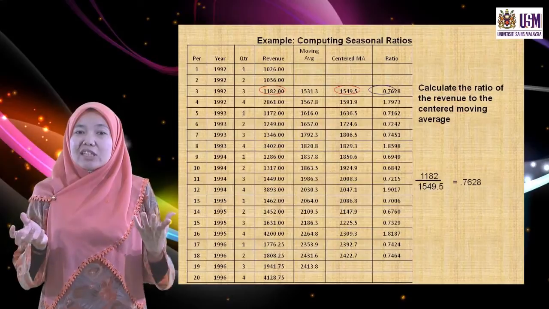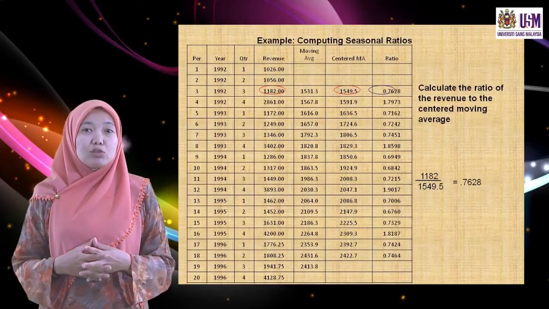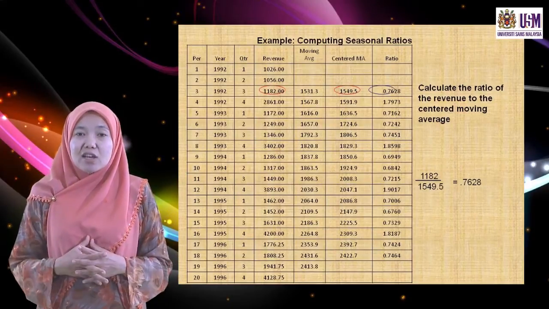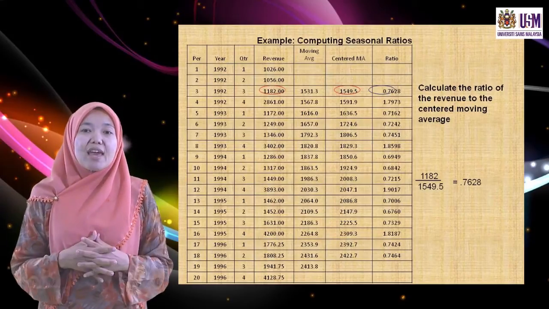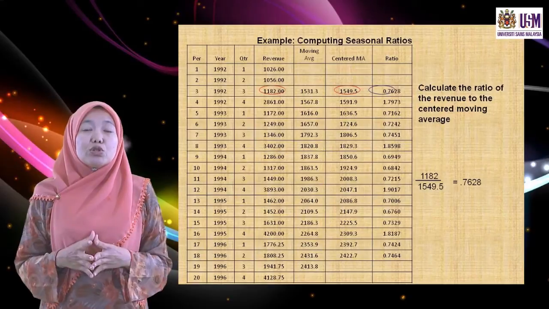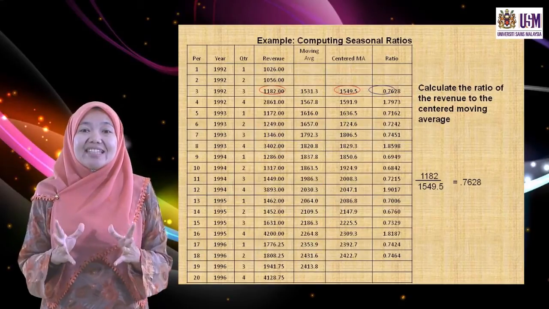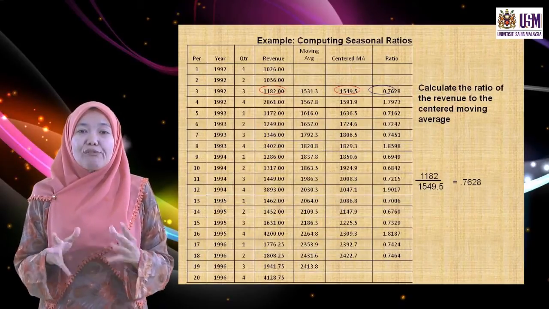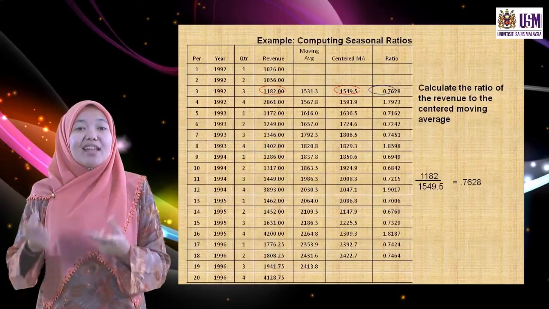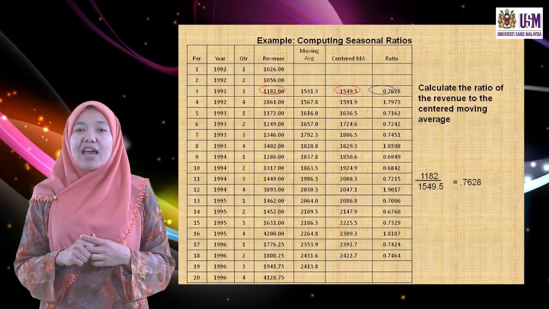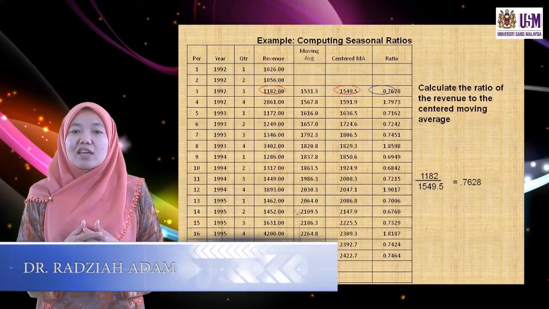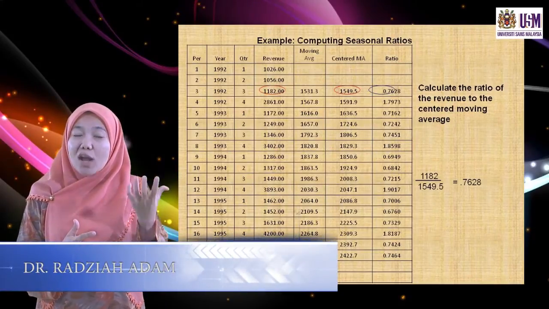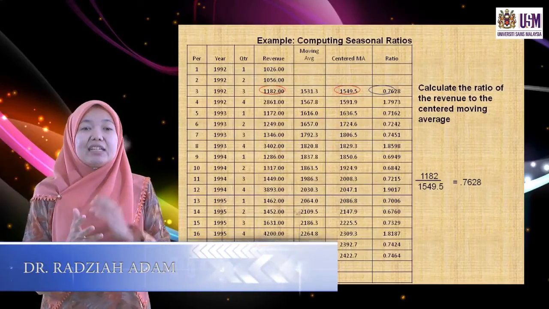Okay, remember what is T prime? T prime is referring to your moving averages. In the case of an even number, you need to calculate your centered moving averages. Next, what you need to do is compute your seasonal ratios. The first step is to add another column next to the centered moving average for the seasonal ratio. And you simply take your actual value, the Y that you observe for that particular quarter.